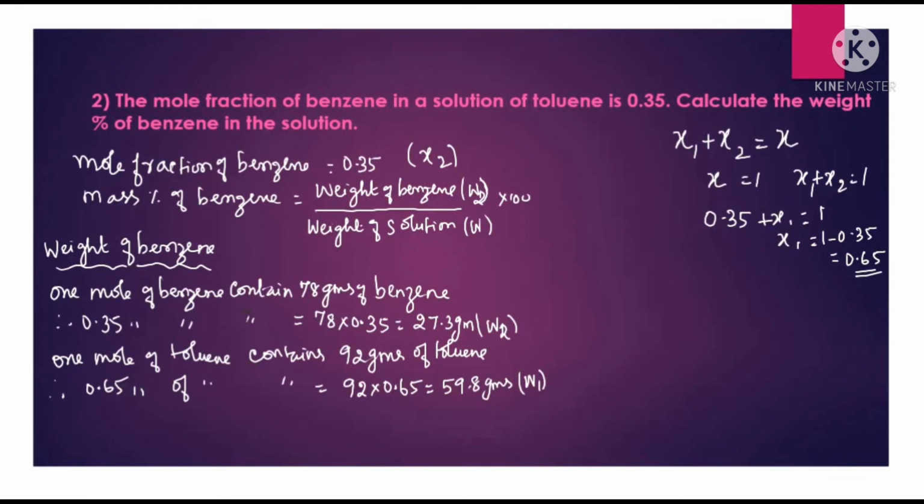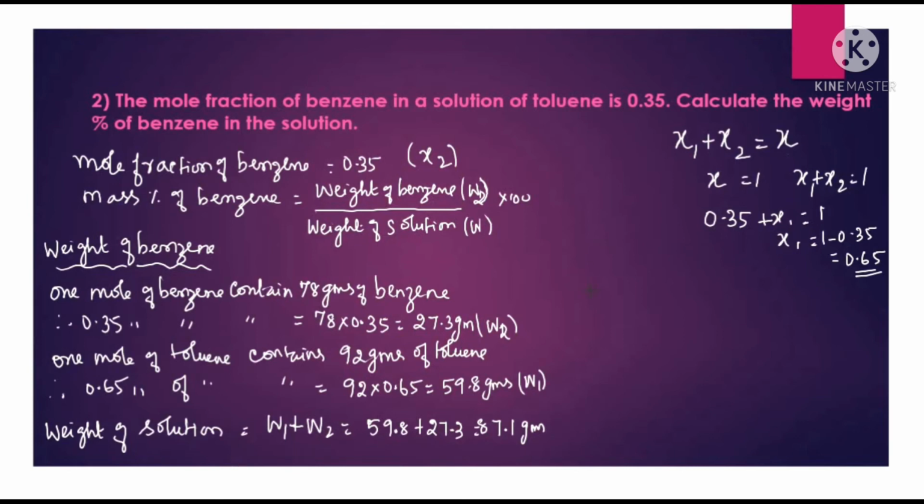Now we are supposed to calculate the weight of the solution. How to calculate the weight of the solution? Weight of solution is equal to W1 plus W2, that's equal to 59.8 plus 27.3, that's equal to 87.1 grams. So we know both the values now. Weight of benzene also we know, and the weight of the solution also we know.